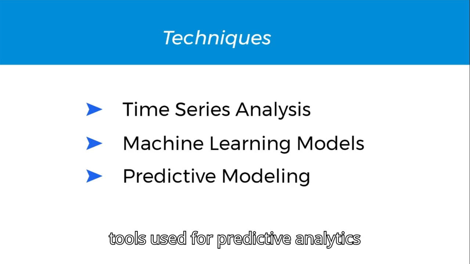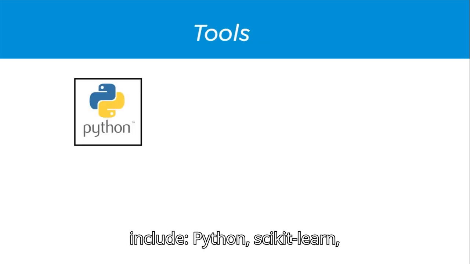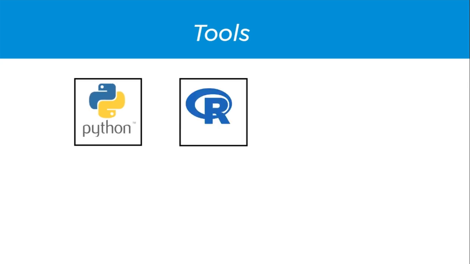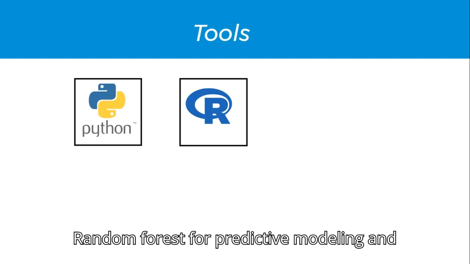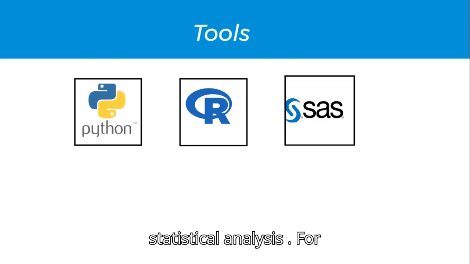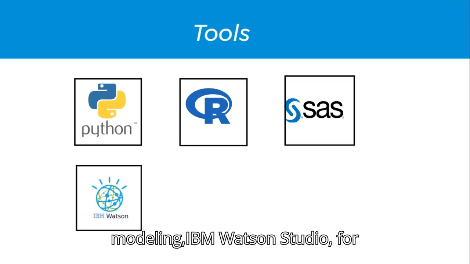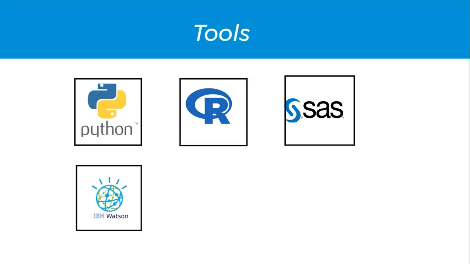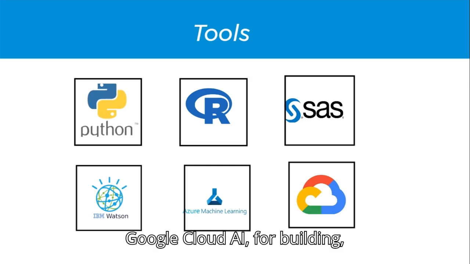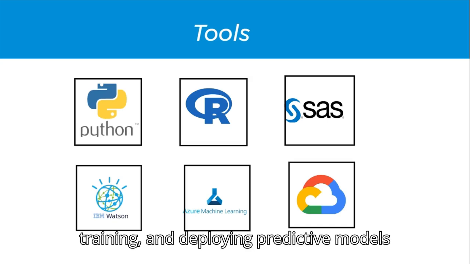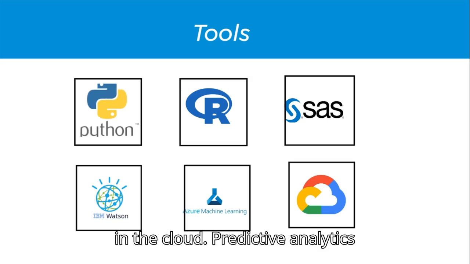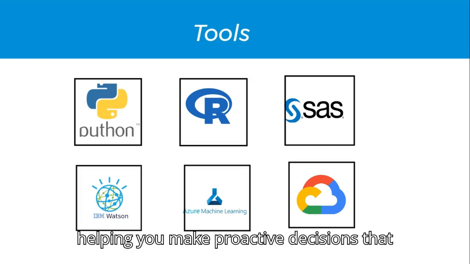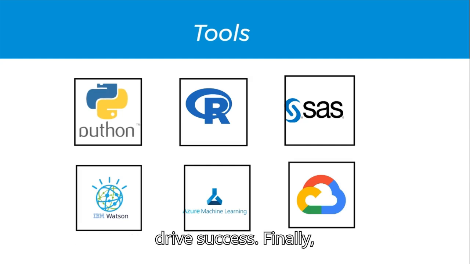The tools used for predictive analytics include Python, scikit-learn, TensorFlow, Keras for developing and training machine learning models; R, Caret, random forest for predictive modeling and statistical analysis; SAS for advanced analytics and predictive modeling; IBM Watson Studio for developing and deploying machine learning models; Azure Machine Learning and Google Cloud AI for building, training, and deploying predictive models in the cloud. Predictive analytics empowers you to anticipate future trends, helping you make proactive decisions that drive success.